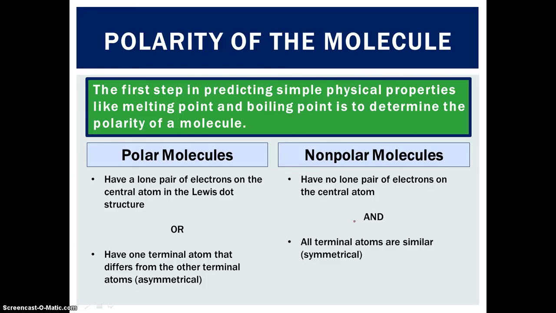Nonpolar molecules are neither of these. They have no lone pair electrons on the, careful there, key there is central atom, and all terminal atoms are similar, so they're symmetrical. There's no asymmetry going on. We are going to apply this in class tomorrow, and then also extend it to 3-dimensional shapes. I just need you to have these definitions for polar and nonpolar molecules down.